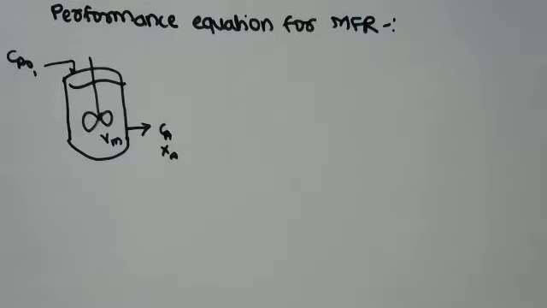Now there are two types of continuous reactor: mixed flow reactor and plug flow reactors. Today we are going to understand some salient features of the mixed flow reactor and the way the performance equation for a mixed flow reactor is derived.